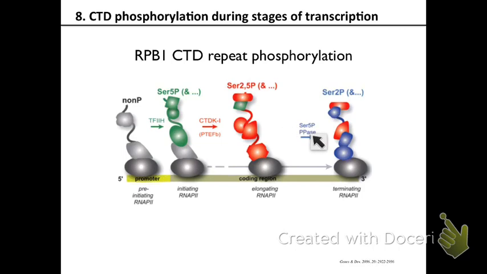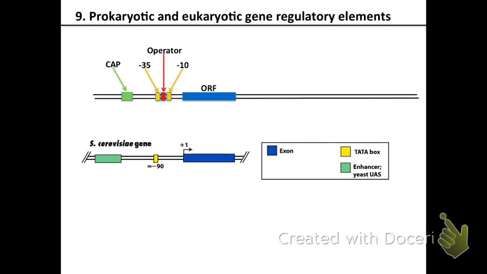And then towards the end of the transcription stages, for the terminating polymerase, what you see is serine 2 and serine 7 phosphorylation. All right. So you see different phosphorylations associating with different transcription stages. So that was the difference showing how the eukaryotic machinery is a little bit more complex than the prokaryotic machinery. What about the gene regulatory elements?